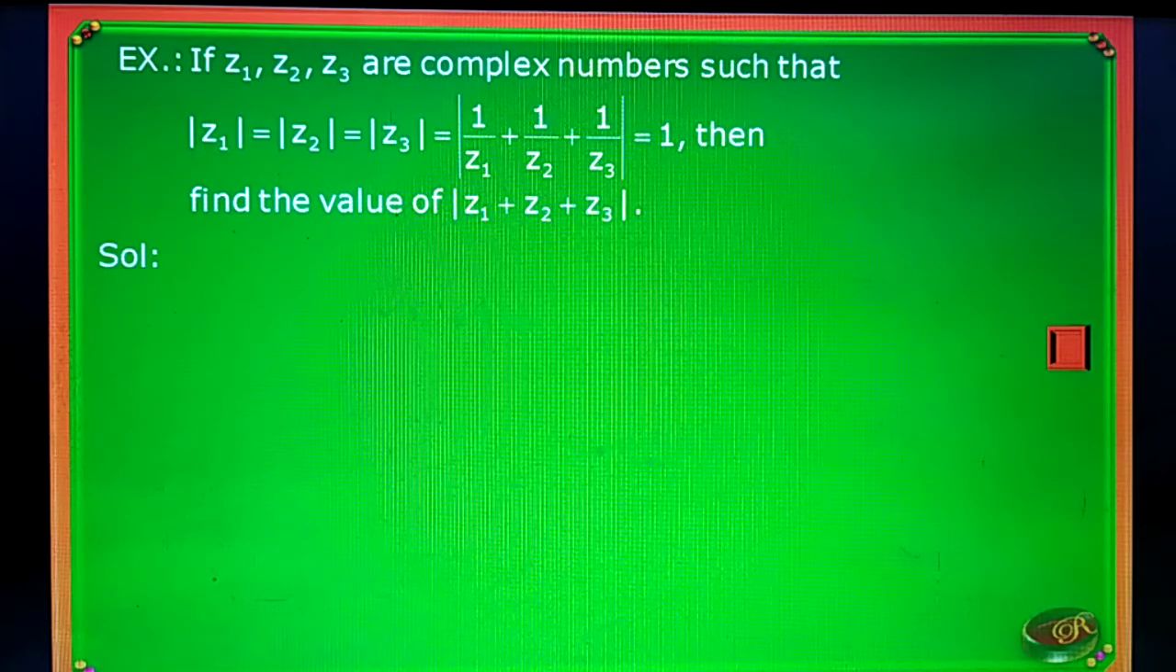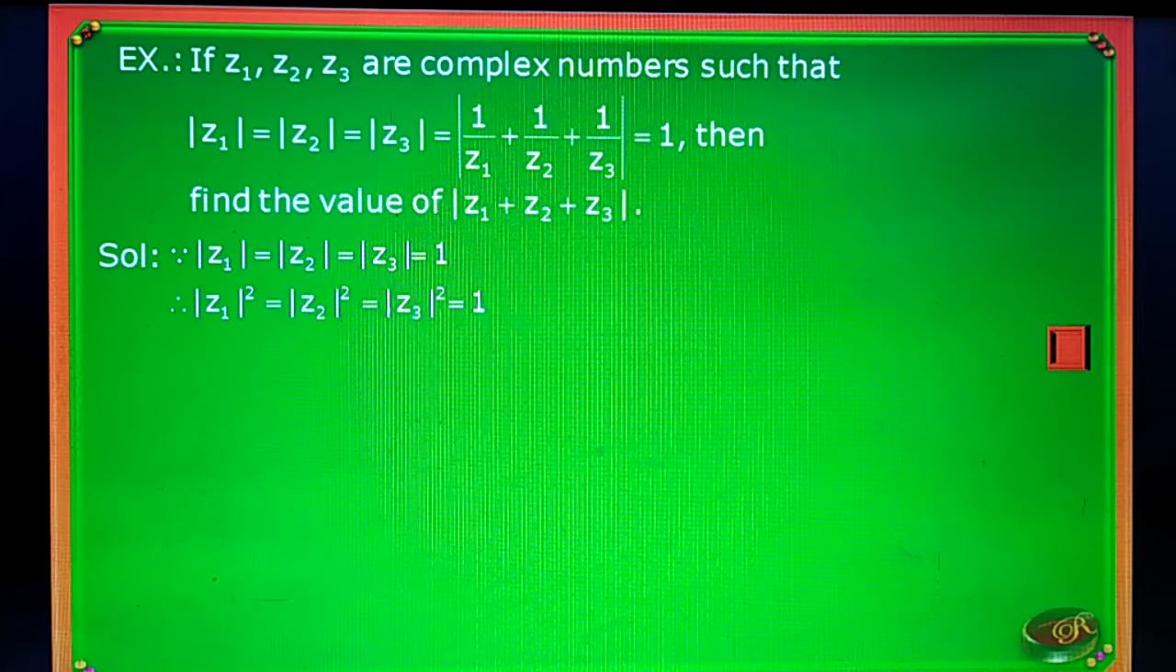Solution. Since modulus of Z1 is equal to modulus of Z2 is equal to modulus of Z3 is equal to 1, therefore square of modulus of Z1 is equal to square of modulus of Z2 is equal to square of modulus of Z3 is equal to 1. Implies Z1 into conjugate of Z1 is equal to Z2 into conjugate of Z2 is equal to Z3 into conjugate of Z3 is equal to 1.